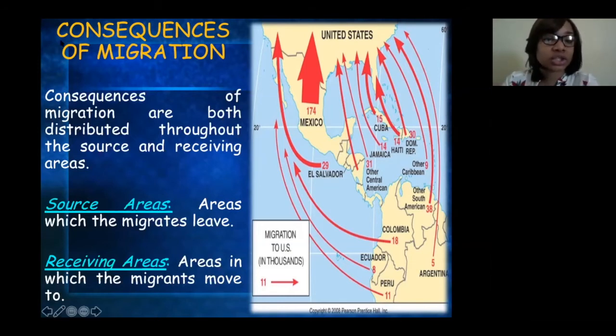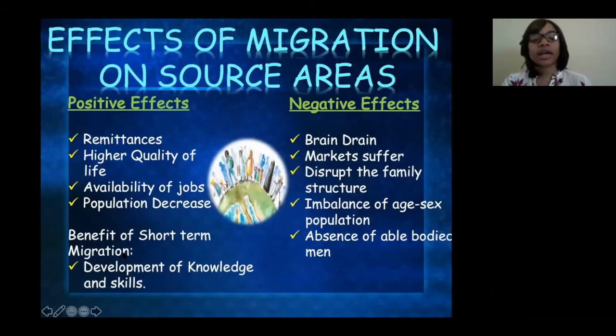Okay, so let's continue. We're going to look at some of these positive and negative impacts on the source and receiving areas. This here is a list showing you some of the positive effects and some of the negative effects on your source areas.